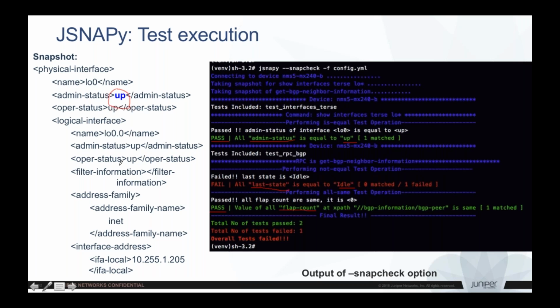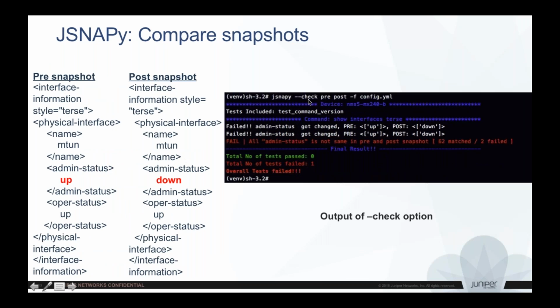Moving on. Here is a case where I want to compare two snapshots that are taken. So there is a pre and a post, and I'm comparing them with a test case. Here, the pre-snapshot, the admin status was up. In the post-snapshot, the admin status is down. So the test case has failed.